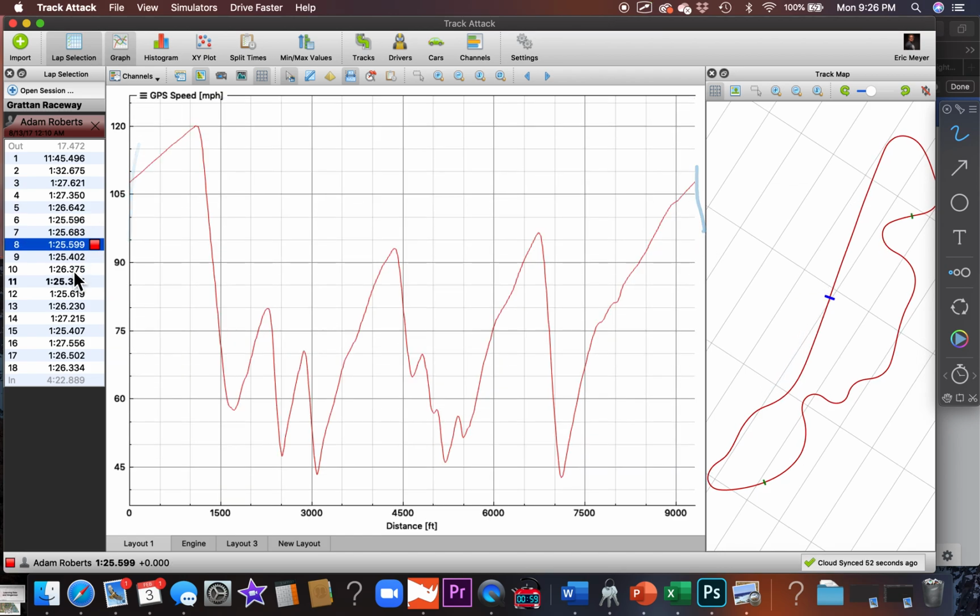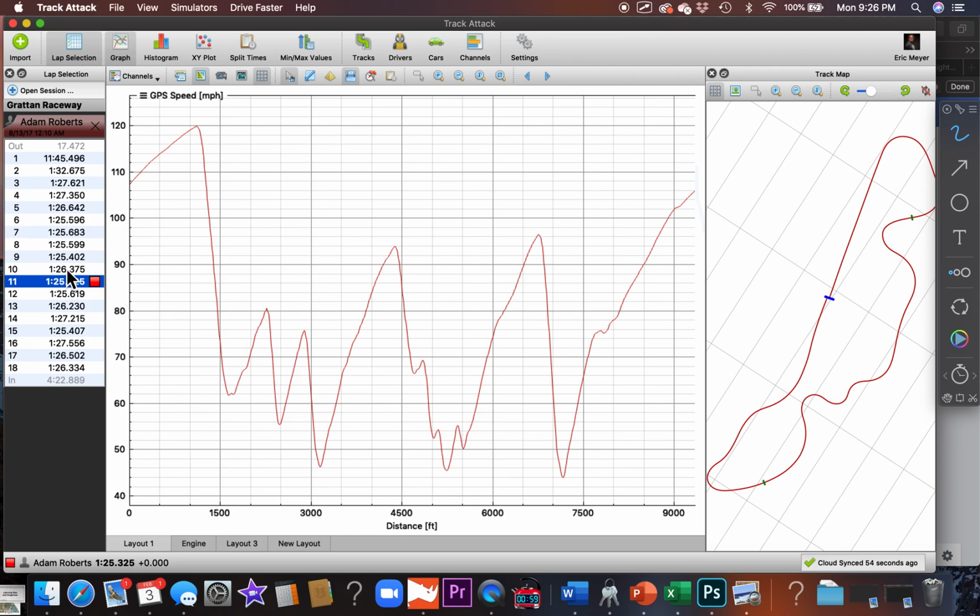And if we want different laps, we can highlight them over here. Again, we're just going to do one at a time. Reading this graph again, we can see that the maximum speed that Adam gets is approximately 120 miles an hour. And we can see that this is about, what?